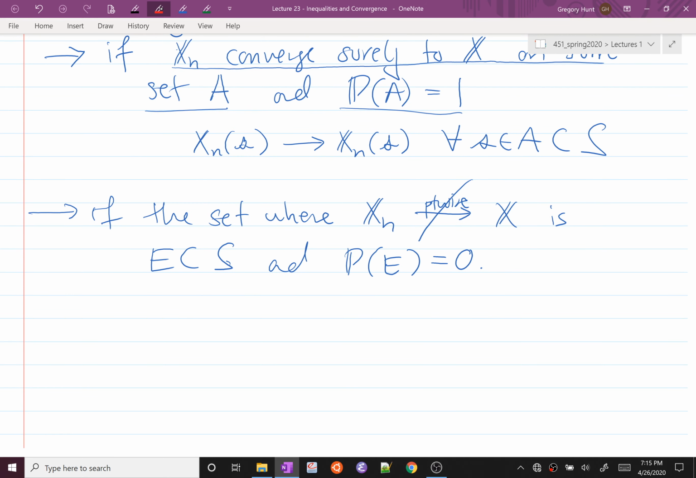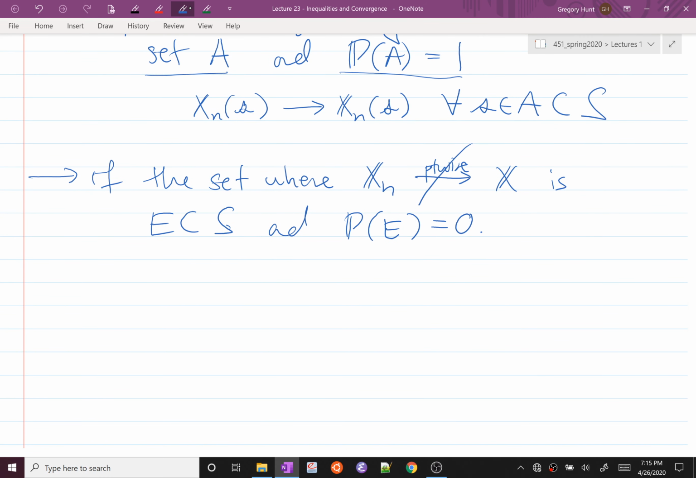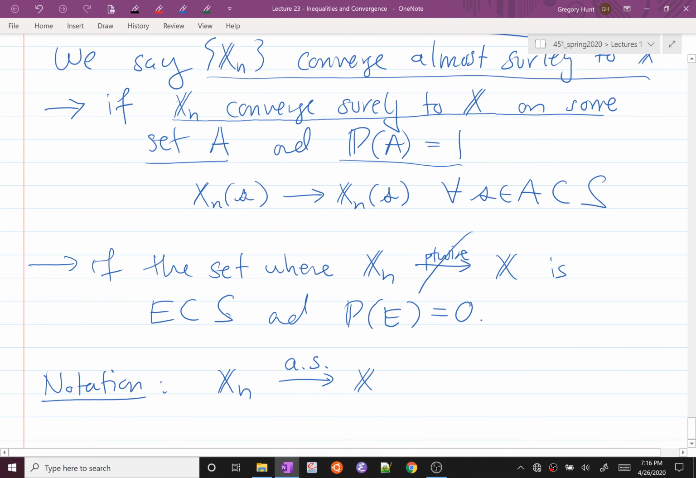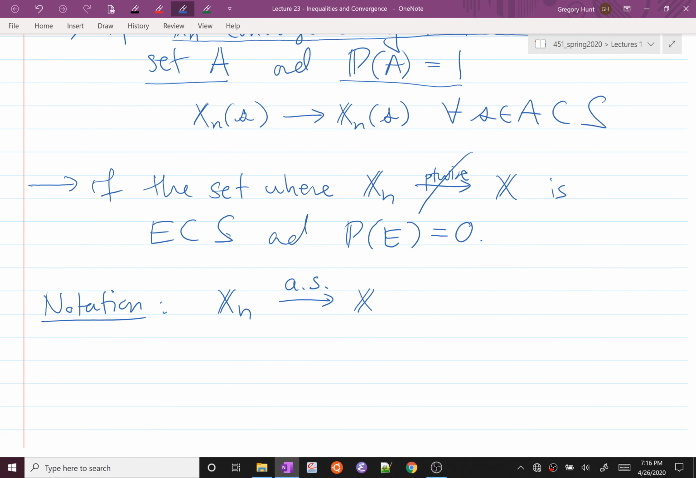And there are a couple ways of writing this. So notation-wise, we say that xn arrow with an a.s. over the arrow x. This is read as xn converges almost surely to x. And again, either of these two definitions up here will do. Either the set where it does converge pointwise to x has probability 1, or the set where it doesn't has probability 0. Either of those count.